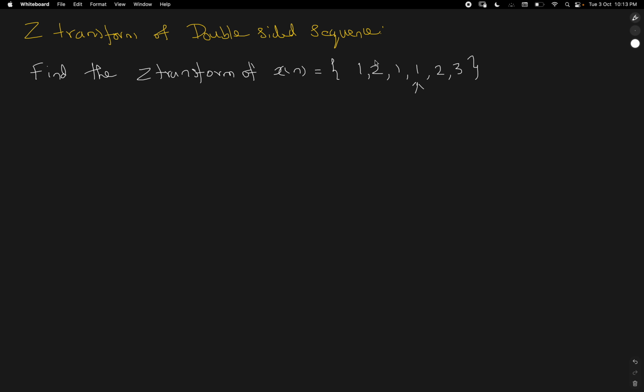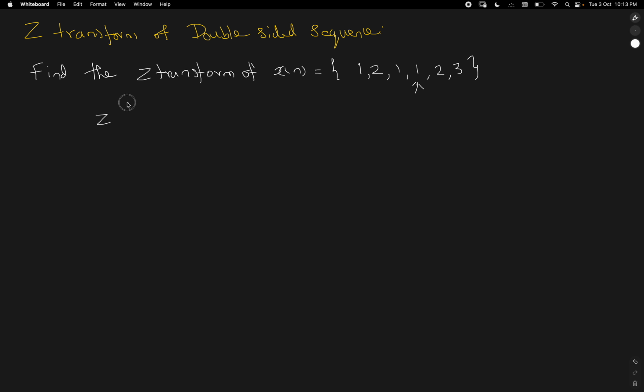the left side of the arrow mark indicates the values of x of n for n is equal to minus 1, minus 2, and n is equal to minus 3. So it consists of both right side values and left side values. That's why we are calling this a double-sided sequence. And we will find how to find the z transform. So first we will write the formula.